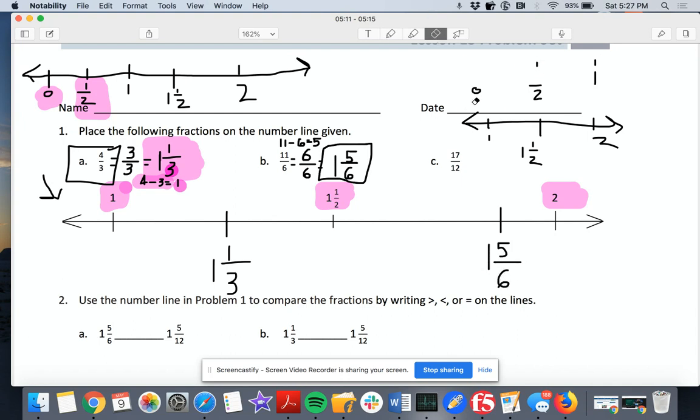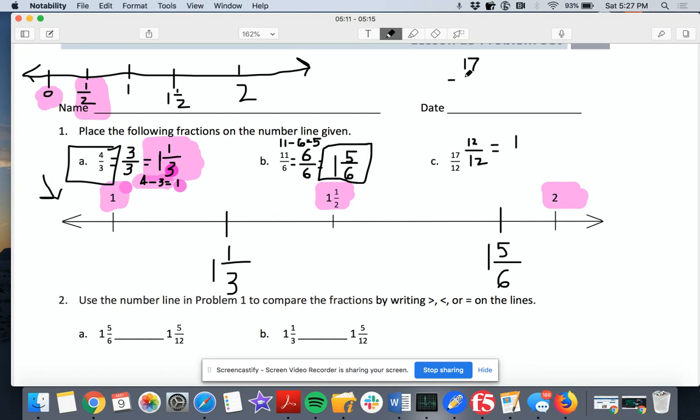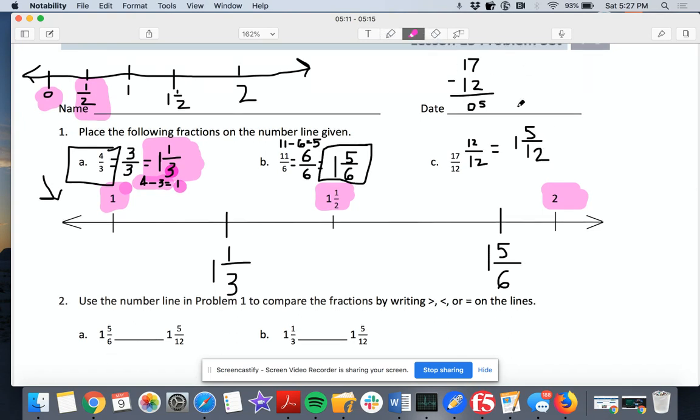Okay. Let's go ahead now and do C. I have 17/12. Same thing. I know that 12/12 is equal to 1. And then I'm going to subtract 17 minus 12. 7 minus 2 is 5, and that would be 0. I then have 5/12 left over, or 5/12 remaining.